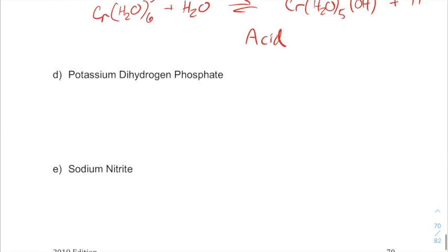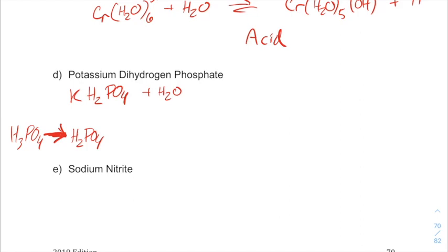Okay, potassium dihydrogen phosphate. So we are talking about KH2PO4. That's an interesting one. H3PO4, just put this on the side as a note here. H3PO4 is a strong acid, right? So it goes straight to H2PO4-. But H2PO4- is definitely not going to be able to reverse that, right? So we're not going to be able to go back to H3PO4 even if you put a water here.